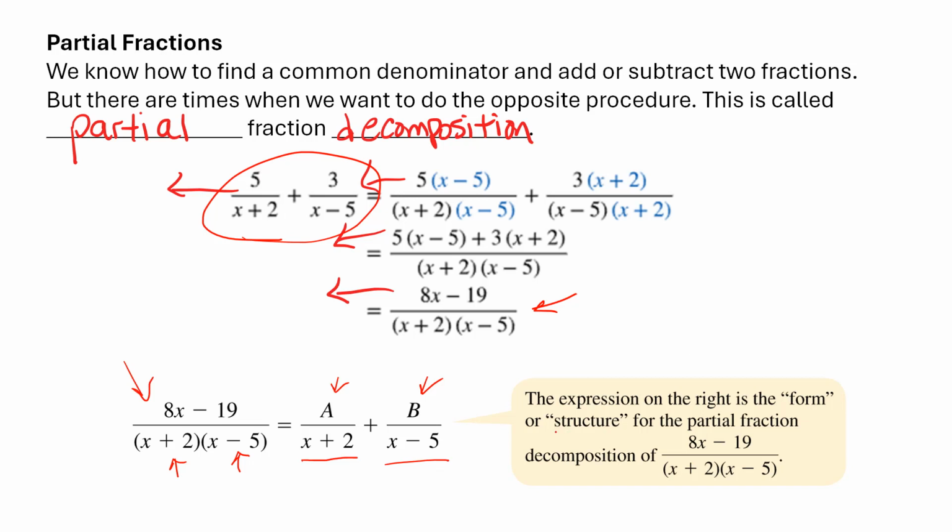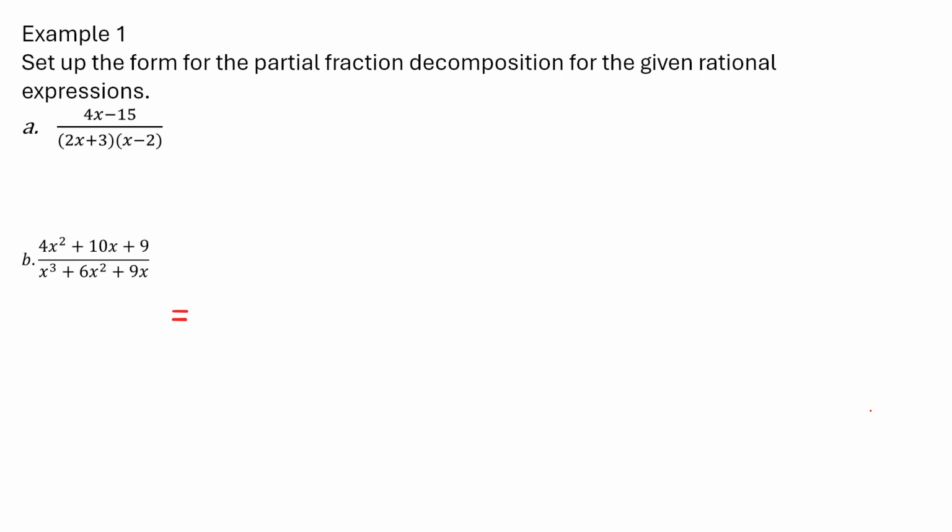This is called the structure or the form of the partial fraction. So the first couple of examples we're going to do, we'll just figure out how to set up the form. We won't actually be doing the decomposition. So we're just doing one step at a time, so we make sure we know how to do that. All right, so we're going to set up the form for the partial fraction decomposition for the given rational expressions.